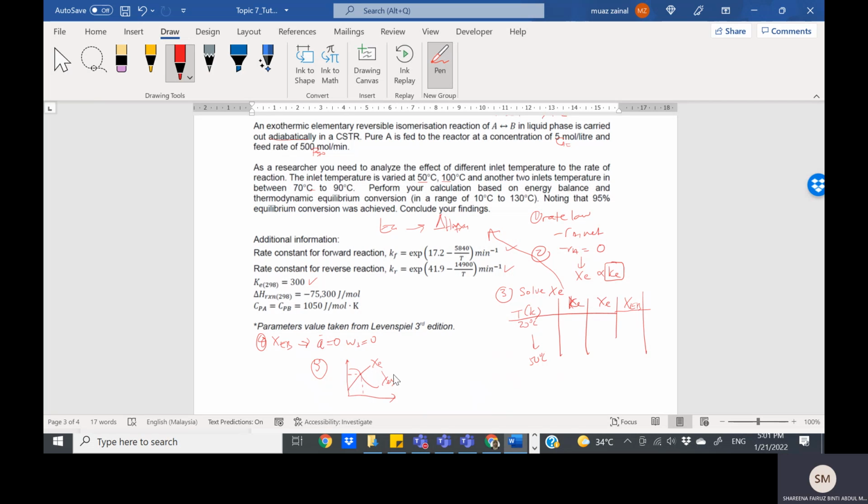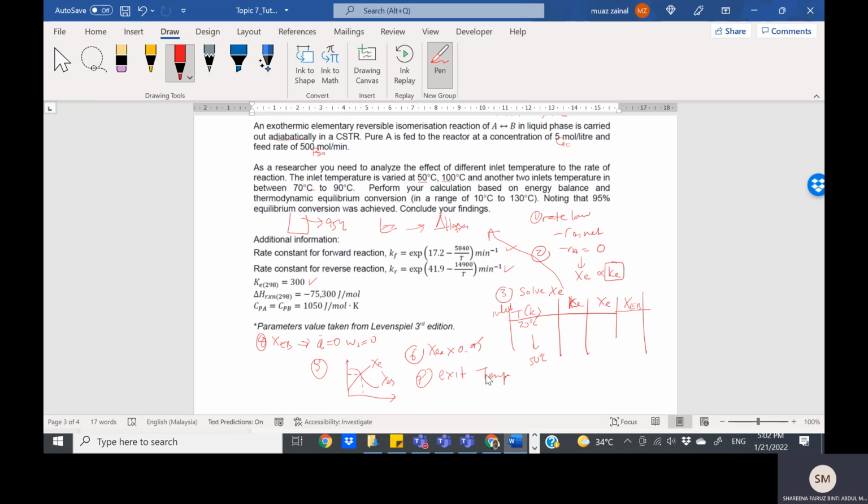Okay, so once you get the adiabatic equilibrium, since it says to note that 95% equilibrium conversion was achieved, it means that the one you get here, XEA, you have to multiply by 0.95. So from there, you need to get a new exit temperature, because this is the inlet temperature. Now you want to get the exit temperature because we want to know how much conversion has been achieved when it exits, which is 95%.